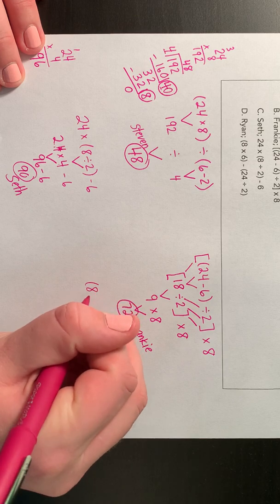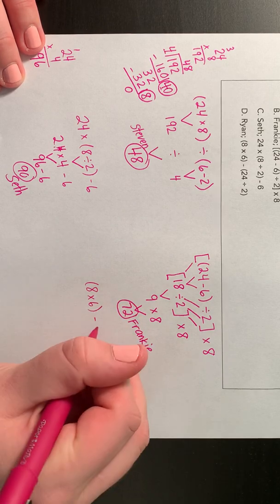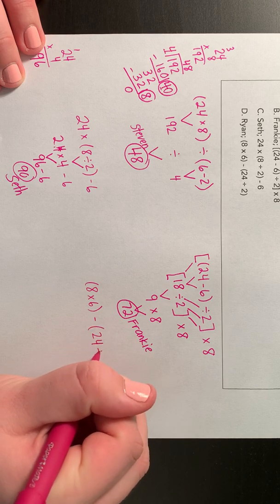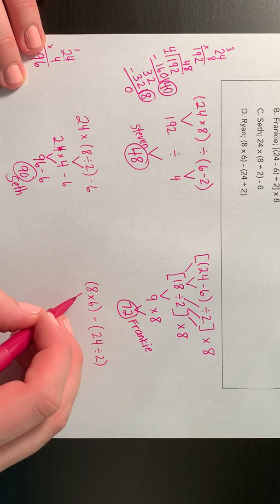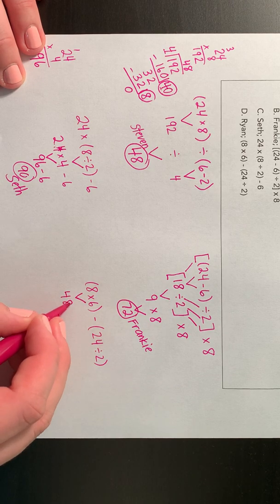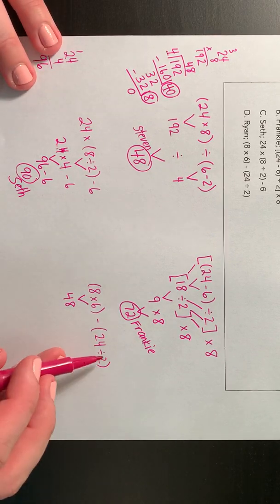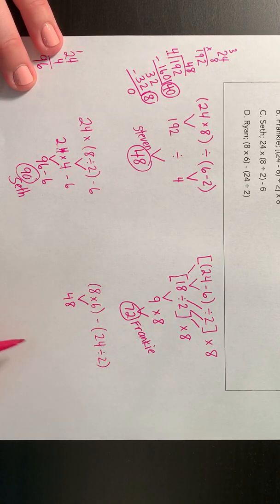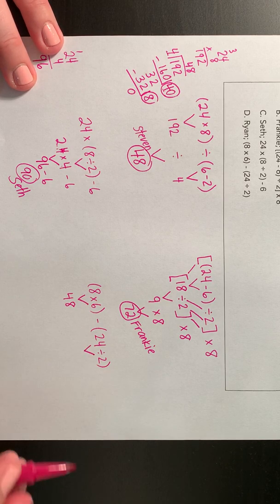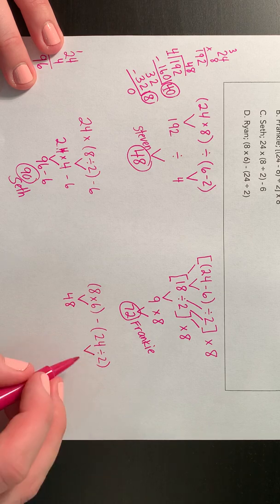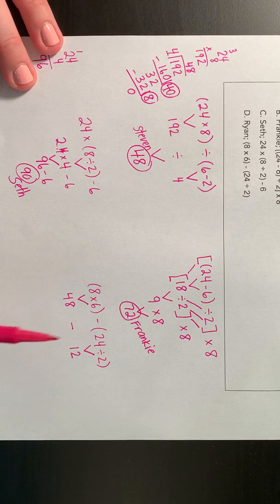Ryan came up with 8 times 6 in parentheses minus 24 divided by 2. Okay, so 8 times 6 is 48. And since we have 2 sets of parentheses, you really can do them both at the same time. If you feel more comfortable bringing the whole problem down and then continuing as normal, that's totally fine. But since they're both in parentheses, I can do them at the same time. 24 divided by 2 is 12, and I put my subtraction sign in between.